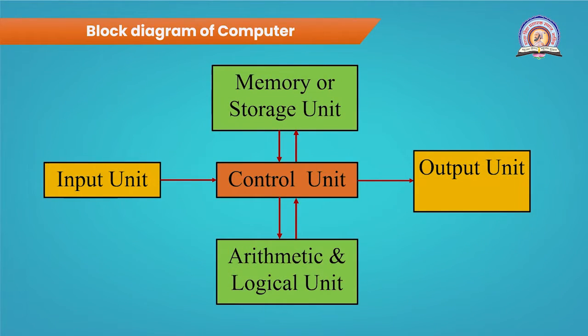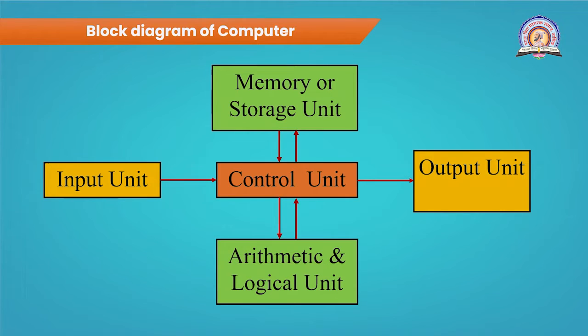Now we'll see the block diagram of a computer system. Means what are the different components of a computer. The first one is the input unit, then the memory unit or storage unit, the control unit, and the arithmetic logic unit. The last one is the output unit. Actually, in the memory unit, there are two types of memories, primary memory and secondary memory. So here we will consider both. Memory unit means primary, and storage unit means we will consider secondary storage devices.